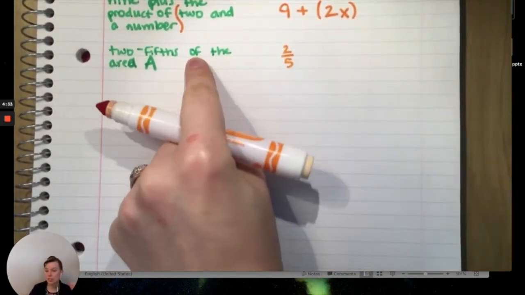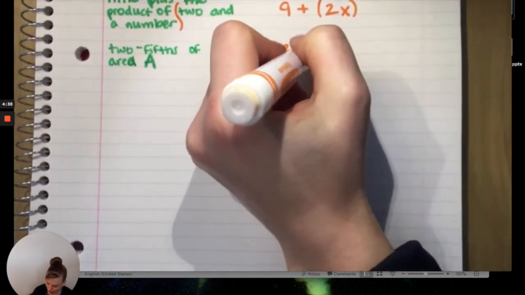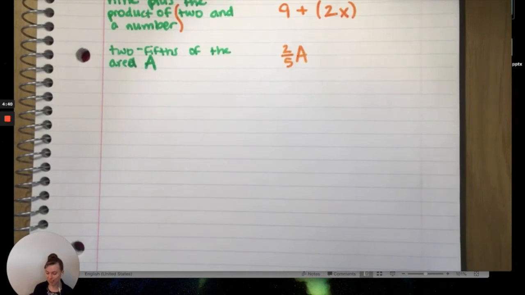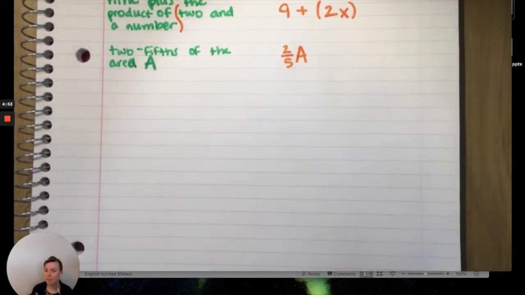And this "of" tells me to do what? To multiply. So it's 2/5 of the area A. Notice I don't need to use multiplication parentheses, because if you have a coefficient and a variable, we assume they're already going to be multiplied when they make an algebraic term like this. And if you're confused on that vocab I just used, go back a couple of videos and go watch my vocab. All right, so "of" means to multiply here.